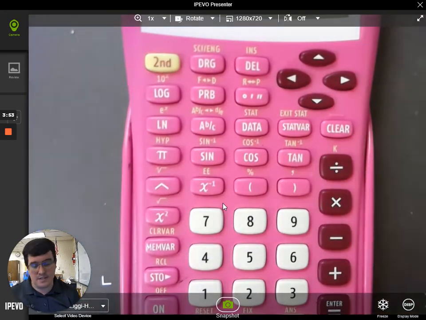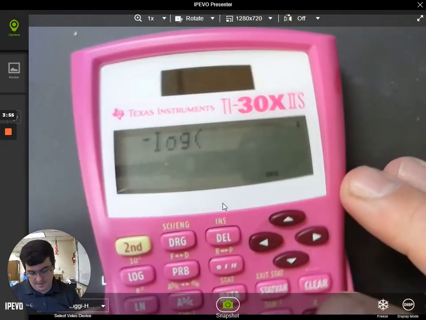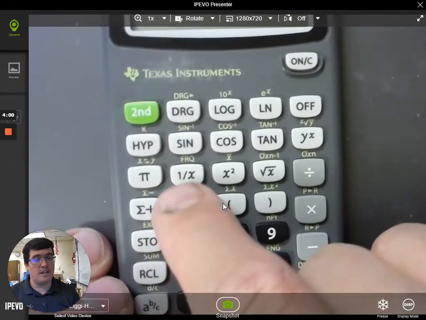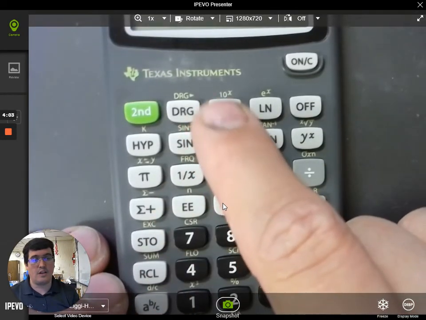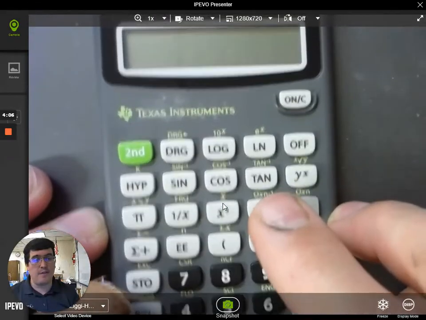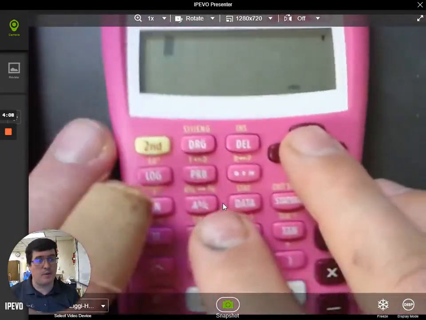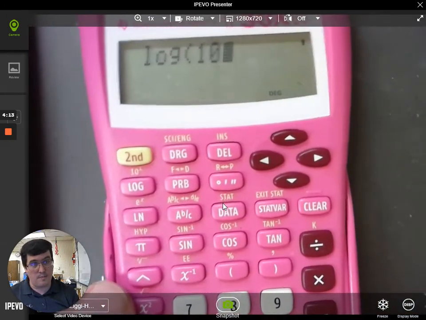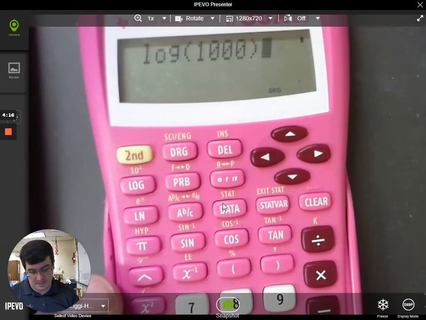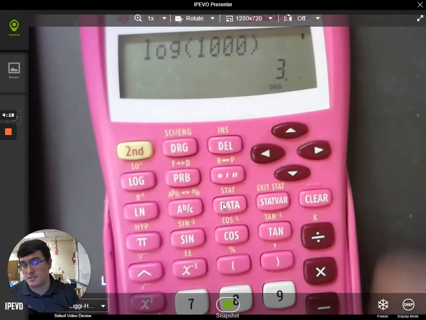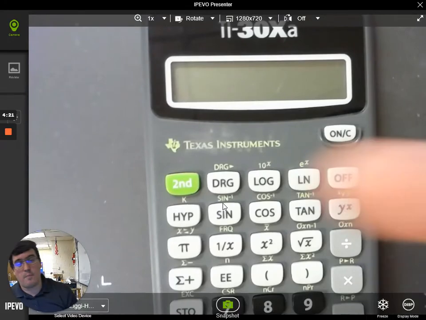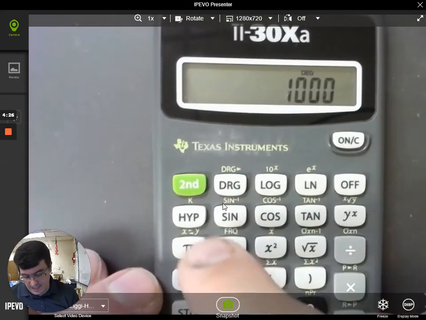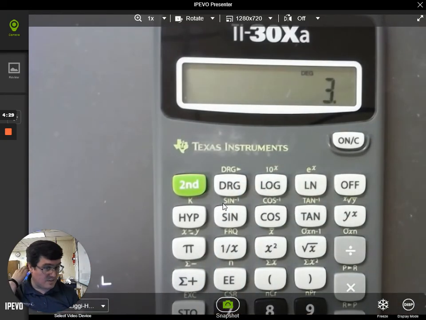All right, on both the calculators I recommend, which are the TI-30X or the TI-30XA, either one of these, there is a log button. And to find the log of 1,000, it's done differently in both calculators. In this one, I type in log, then type in 1,000, and then I close the parentheses. I hit enter, and it tells me the answer is 3. On this calculator, I have to go backwards, so I type in 1,000, then hit log, and it tells me the answer is 3.